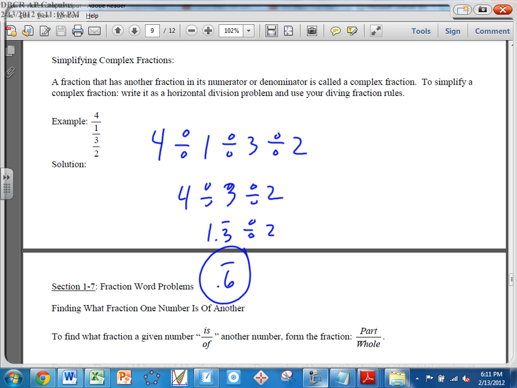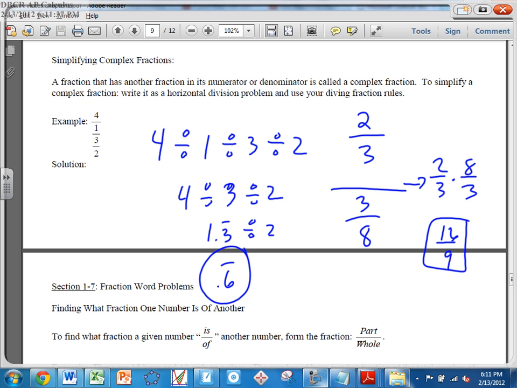Now, the problem comes about when you have stuff like this. What if you have 2/3 over 3/8? Now you don't want to just go through it as a division problem, but simply multiply by the reciprocal. So write this as 2/3 times 8/3, yielding 16 over 9. Again, multiply by the reciprocal there.